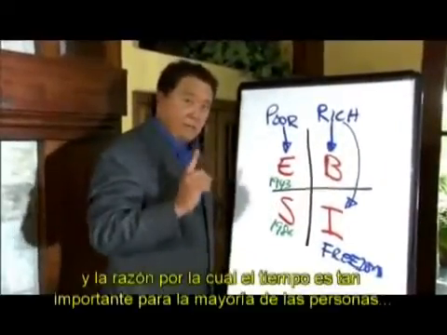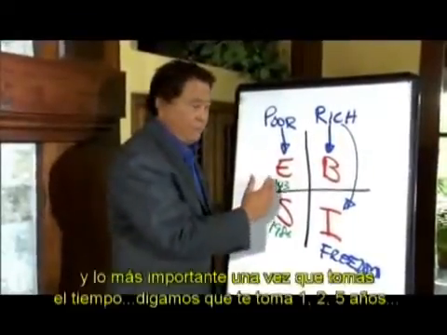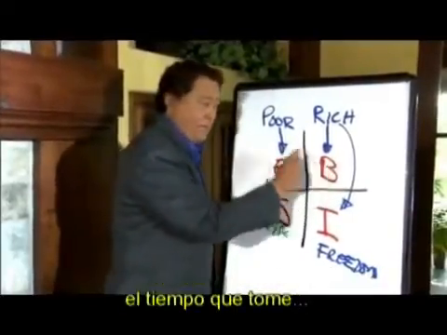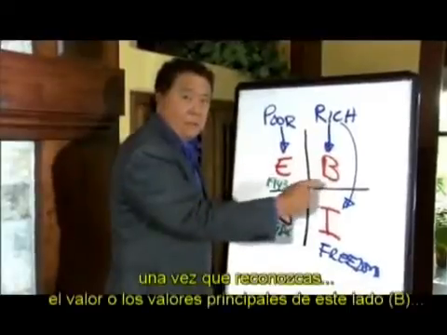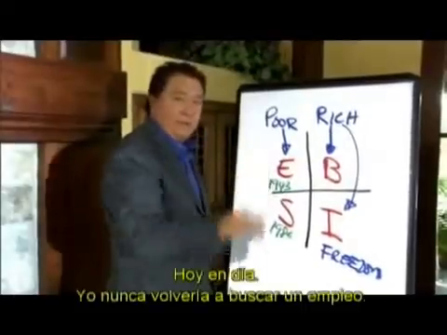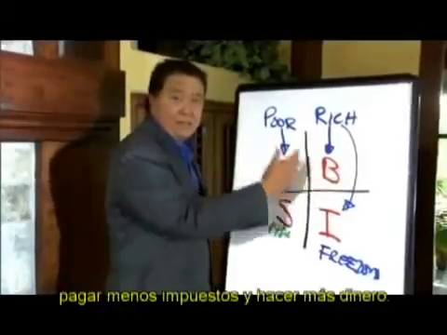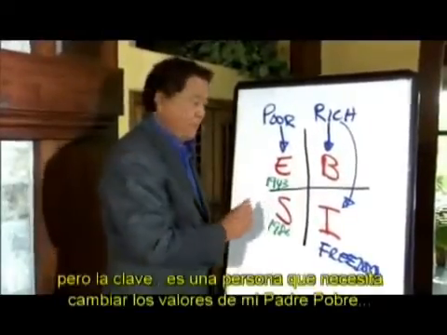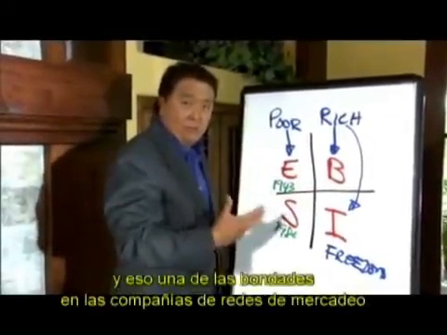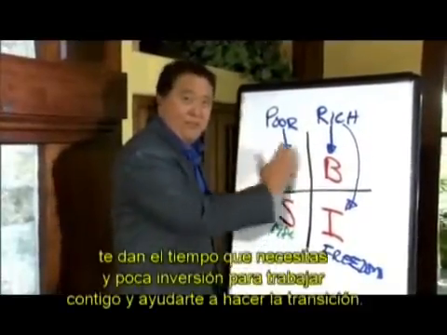The reason why that time is so important to most people is it takes time to change those values. And the most important thing is once you take the time, let's say it takes 1 year, 2 years, 5 years, whatever time it takes, once you see the core values of this side and this side, you're unstoppable. Today, I would never go back and get a job. Why should I? I'd rather stay on this side, build companies, pay less taxes, and make more money. But the key is a person needs to change the values from my poor dad to the values of my rich dad. And that's one of the beauties of network marketing companies. They allow you the time, and at very low cost, they'll work with you to make that transition.